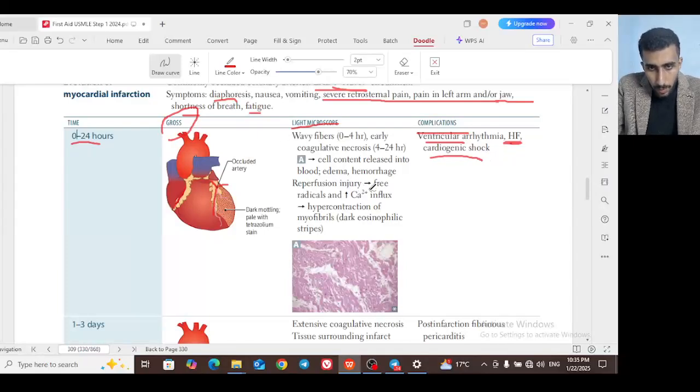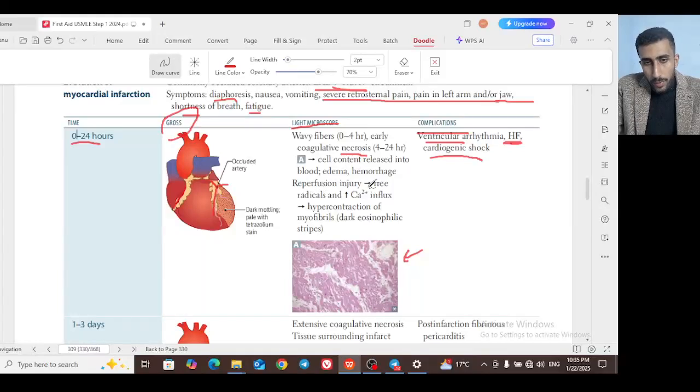On the light microscopy, essentially in the first 4 hours, the heart will have something called wavy fibers, and from the 4th hour up to 24 hours, the patient may have early coagulative necrosis. This is a picture of early coagulative necrosis. Necrosis means the death of the cells. So after 4 hours, the cell contents are released into the blood, and this coincides with the rise in troponin, which elevates mostly after 4 hours. There is also edema and hemorrhage.